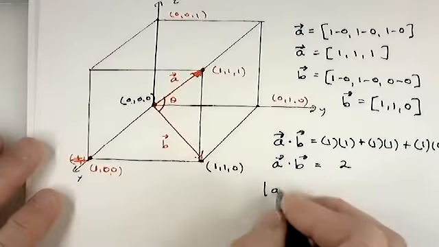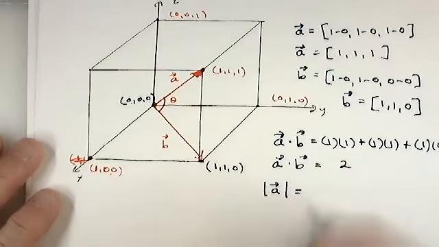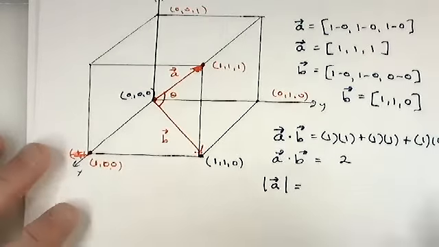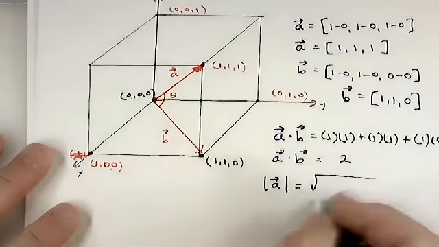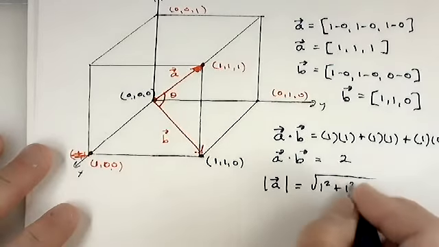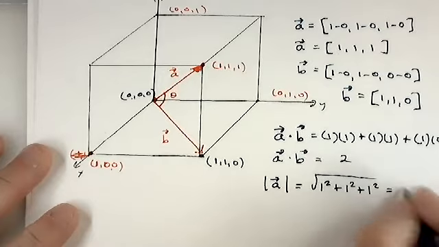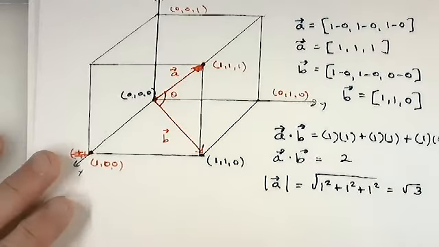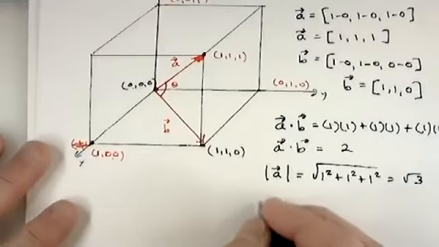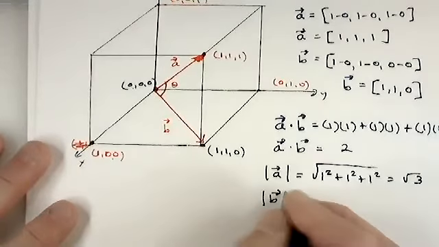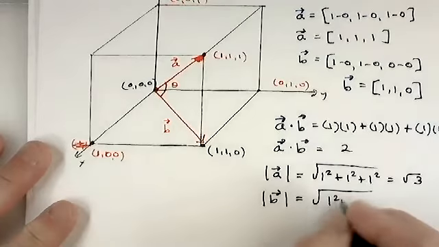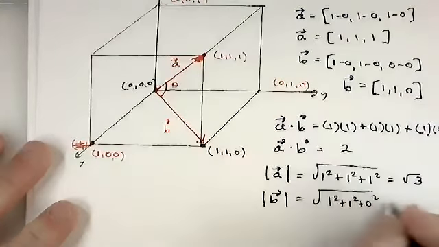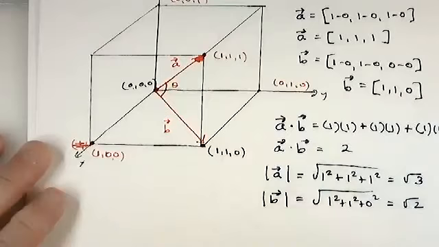What's the magnitude of A? Magnitude of A is the square root of each part squared, summed together: 1 squared plus 1 squared plus 1 squared. And the magnitude of B is the square root of 1 squared plus 1 squared plus 0 squared, which is root 2.